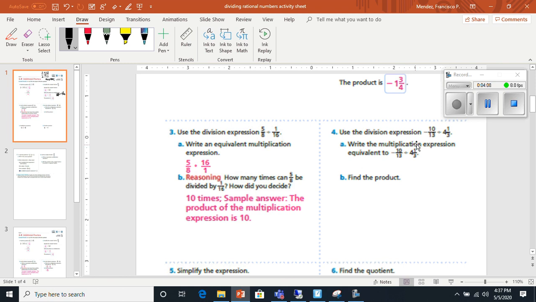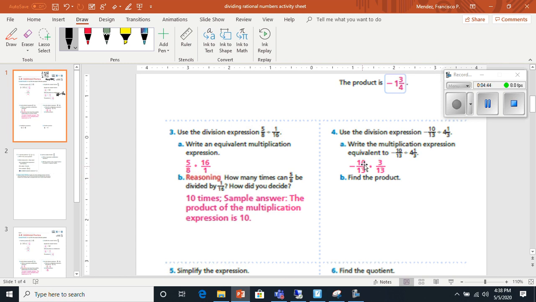Number 4 says use the division expression, negative 10 over 13 divided by 4 and 1/3. Well, remember, we've got to take the second number and turn it into an improper fraction. 4 times 3 is 12, and 12 plus 1 is 13. So we're really going to write the expression as multiplication. That'd be negative 10 over 13 times, and we turn that into an improper fraction, since it would have been 13 over 3, it would be 3 over 13. And there you go.